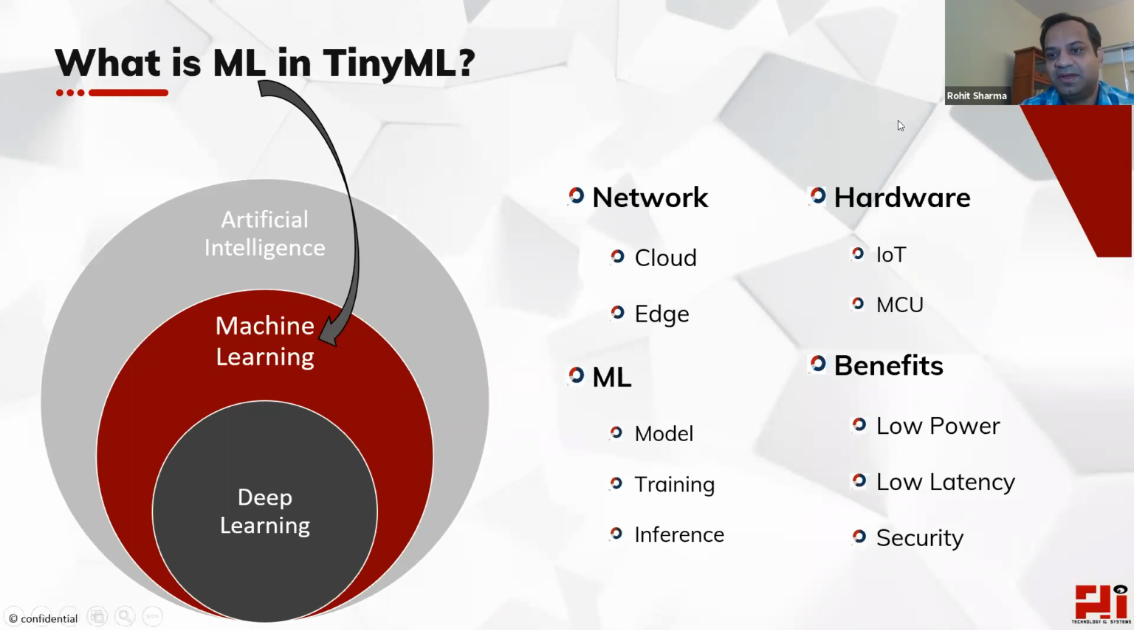So what is ML in TinyML? Most of you must have heard about ML, and this Venn diagram on the left is kind of cliche at this point. Deep learning is part of machine learning, and machine learning is part of artificial intelligence. And so TinyML is essentially bringing machine learning to tiny devices. From the hardware point of view, those are called tiny devices, IoTs, edge devices, or MCUs. MCU is the hardware component.